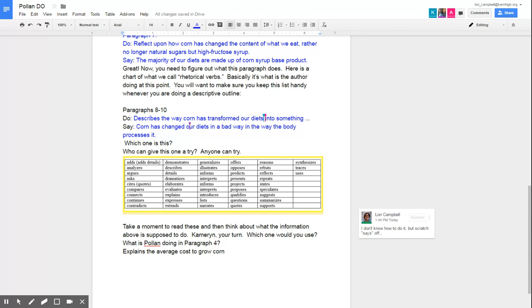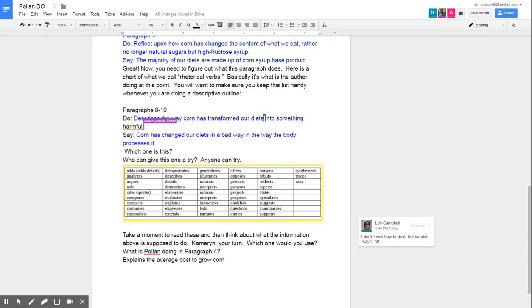Isn't it saying that our diet? Yeah, our diets. They're mentioning obesity. They're mentioning type 2 diabetes. So not only is it changing the way we're eating, but it also changes our health because it's now more what? Harmful. There you go. Go ahead and type harmful for them. One L. There you go. All righty.